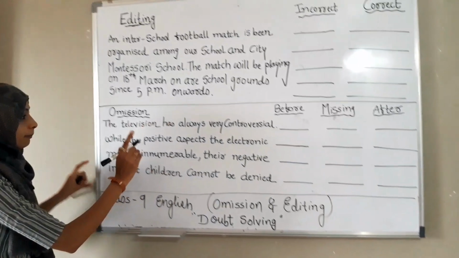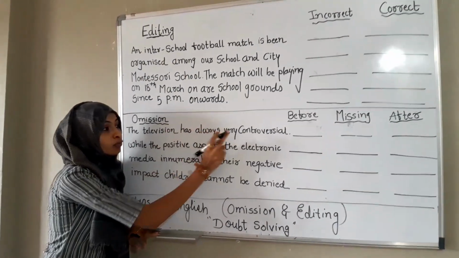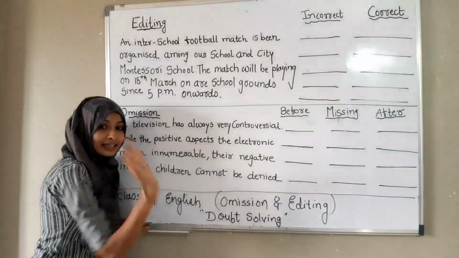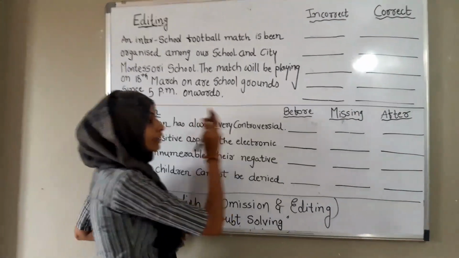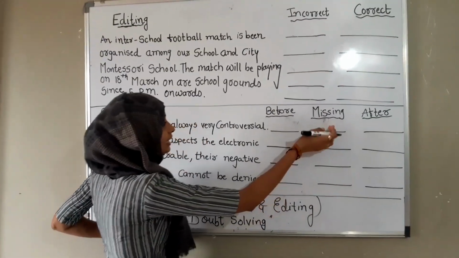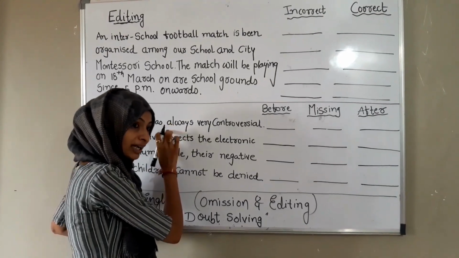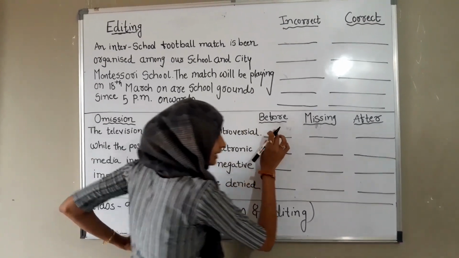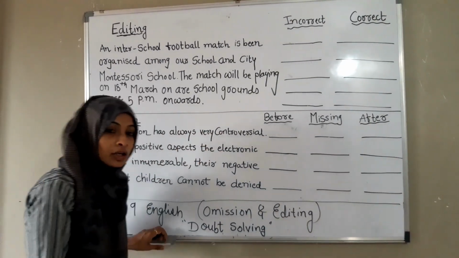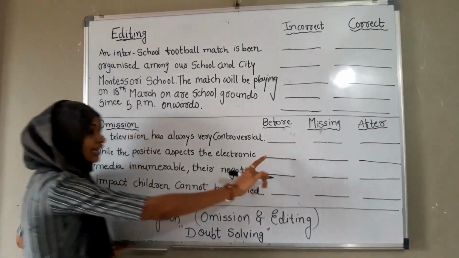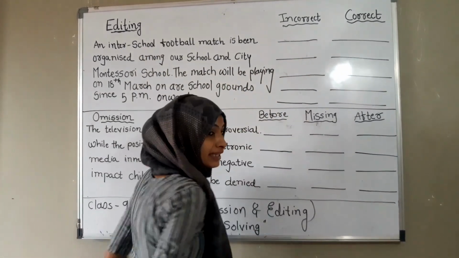So, again I am repeating, what is omission? Omission means one word is omitted in the line. We have to find that word and write the omitted word here, the word before it, which we find from the line, here, and the word after the omitted word here. So in omission, 3 blanks will be there, and in editing, 2 blanks will be there.